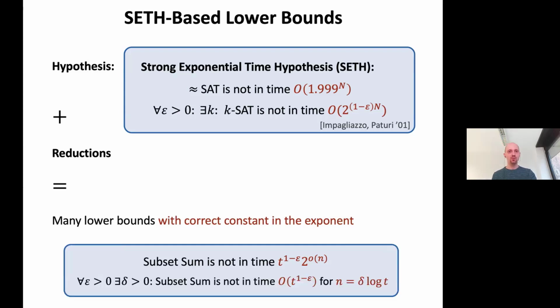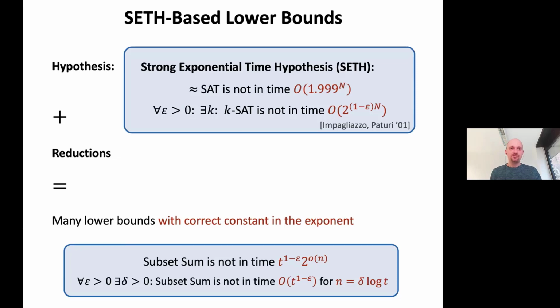Okay, here's one different way of writing this lower bound. If this 2 to the o(n) is maybe not intuitive enough, then here's a different way of writing the same lower bound. Namely that for any positive epsilon that you choose, there exists a positive delta, such that you cannot solve subset sum in time order t to the 1 minus epsilon. And this holds even on instances that have just delta times log n many input numbers, many items.